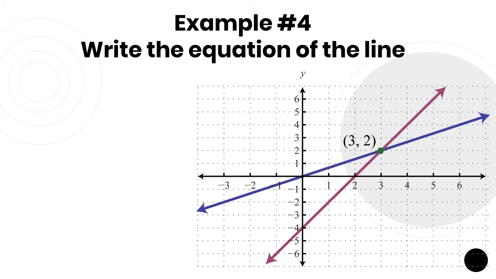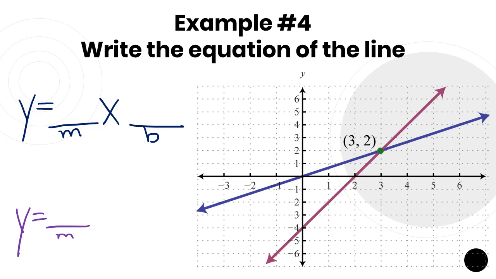All right, our last example here. If you need to pause and draw a sketch, please do so. But we have 2 lines. So I'm not going to write out all the steps this time. I'm going to write my fill in the blanks. I need to fill in my m and I need to fill in my b for the blue line, and same thing for the purple line.